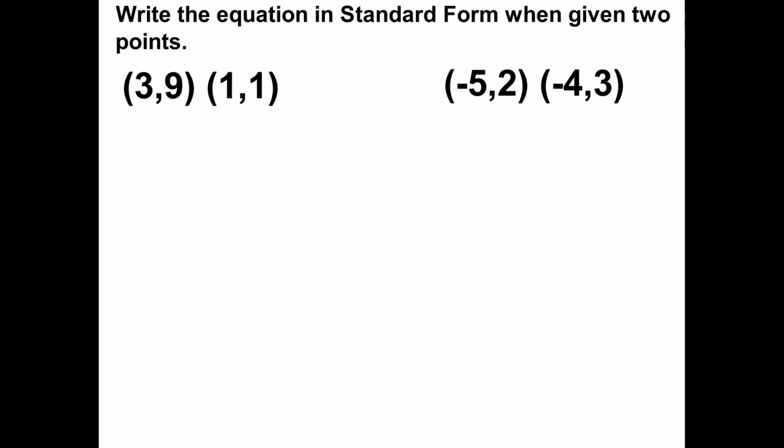What up, Isaac? What up? What up? All right, so write the equation in standard form. What up, JJ? Baron, when given 2 points. All right, so first of all, I can't do anything without the slope. So I have to find the slope.